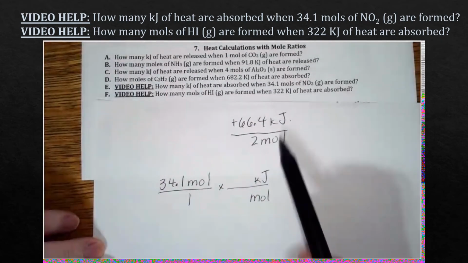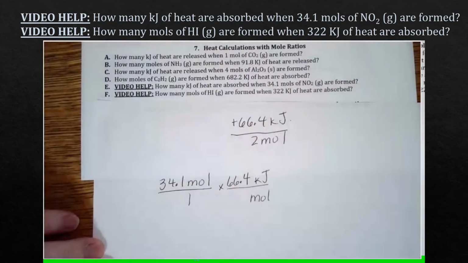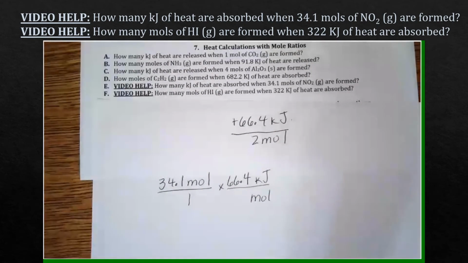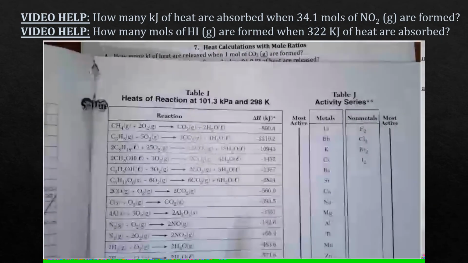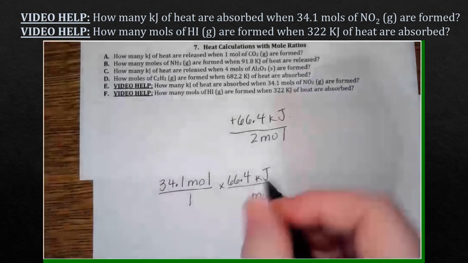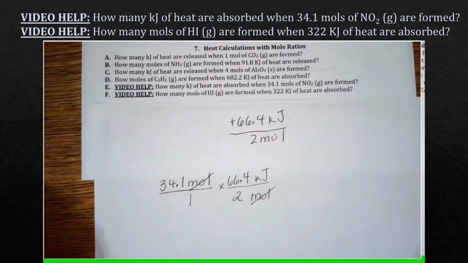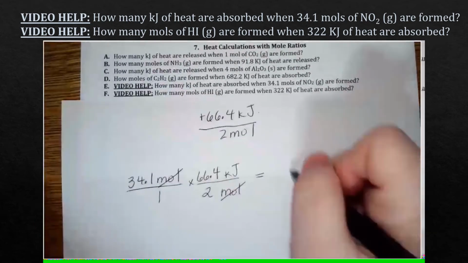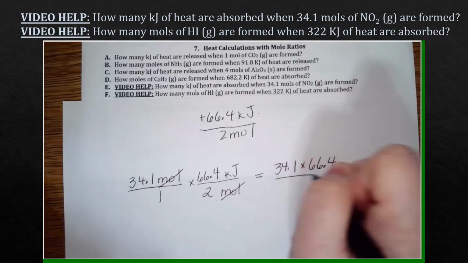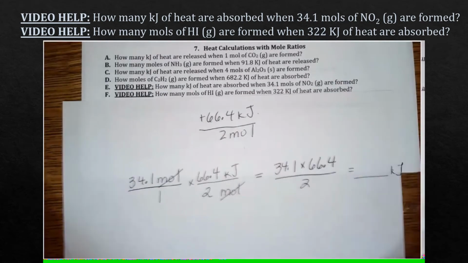So what did my equation tell me? Well, it said I got 66.4 kilojoules of heat, but that was not for 1 mole, that was for 2 moles. So again, how did I know it was for 2 moles? Look at the equation. The coefficient in front of NO2 was 2. All right, so that is for every 2 moles. So the moles will cancel out. It will leave me with kilojoules. So how do I solve this? I do 34.1 times 66.4 divided by 2, and that is going to give me an answer in kilojoules.